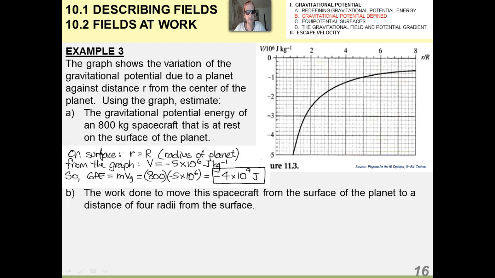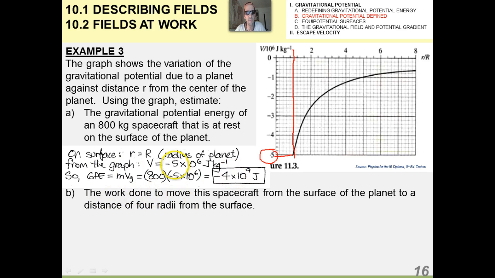Very interesting. On the surface, r equals R. So this point right here, this line, indicates the surface of the planet. From the graph, the gravitational potential at that point is -5 times 10 to the 6th. That's this value right here. So the gravitational potential energy is m times v, which is -4 times 10 to the 9th joules.